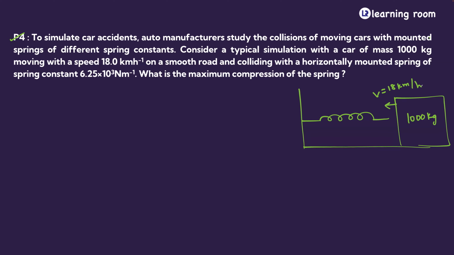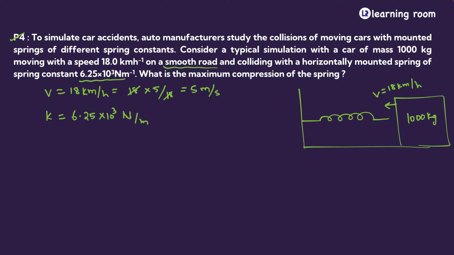So what is going to be the value in terms of meter per second? V is equal to 18 kilometer per hour, which means 18 into 5 divided by 18. So 18 and 18 will get cancelled. It will be 5 meter per second. Now, this car is moving on a smooth road and colliding with a horizontally mounted spring of spring constant, K equal to 6.25 into 10 power 3 Newton per meter.